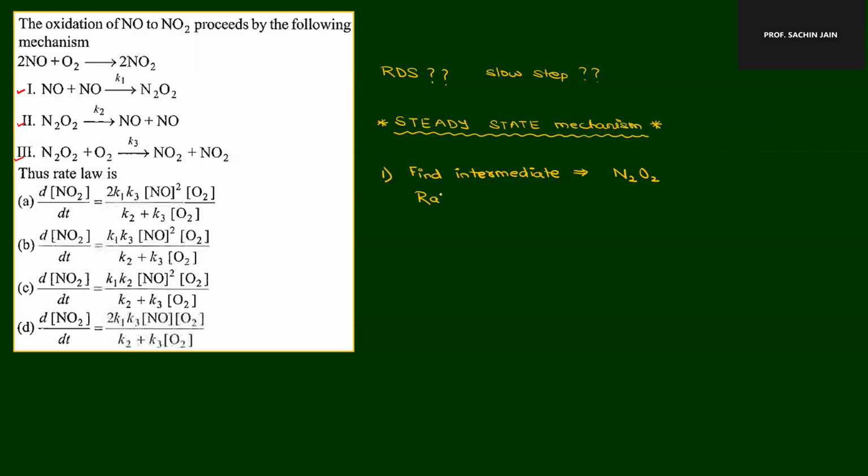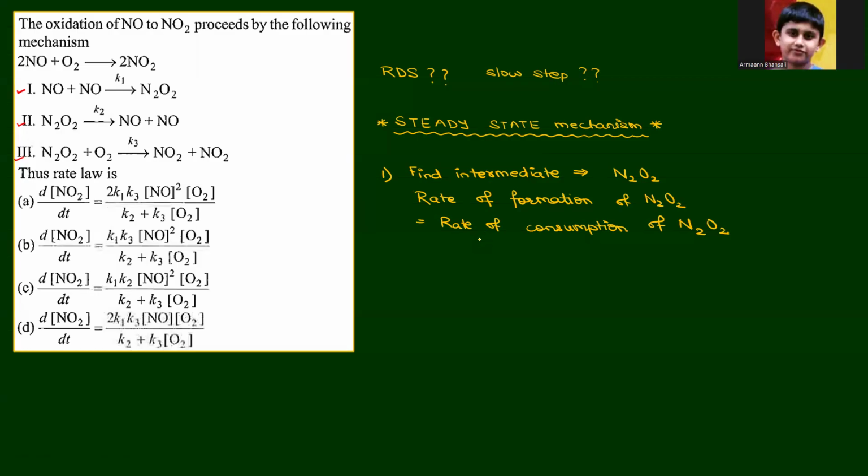Then once we find the intermediate, the next step is to equate the rate of formation of the intermediate N2O2 with the rate of consumption of the same intermediate N2O2. Since an intermediate is first formed and then consumed, it will be formed and consumed at the same rate. Using that concept, we equate the rate of formation to the rate of consumption of N2O2. Now, where is N2O2 getting formed, meaning which step? First step. So its rate law will be rate constant K1 into NO into NO, meaning NO squared. And in which step is it being consumed?